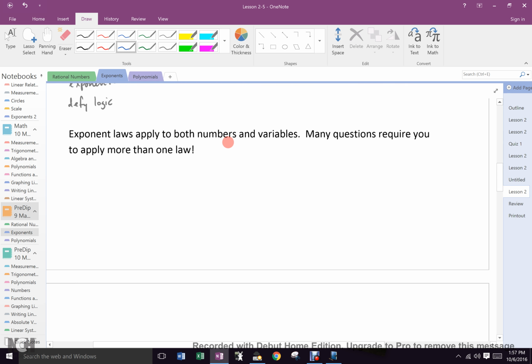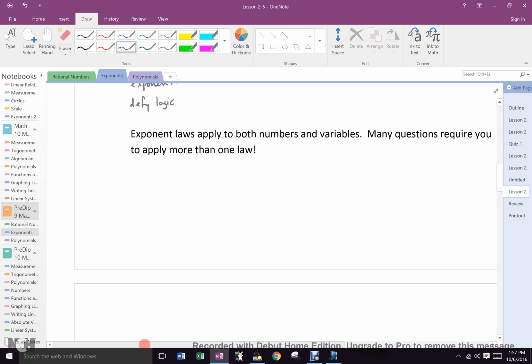Uh-oh. Exponent laws apply to numbers and variables. What are we going to do? I don't know. Of course we're going to use the laws. Which laws? All of them. So, let's start with a nice, easy one. X, Y, all squared. Simplify that. Jack. Well, what are X and Y? Doesn't matter. Simplify that.